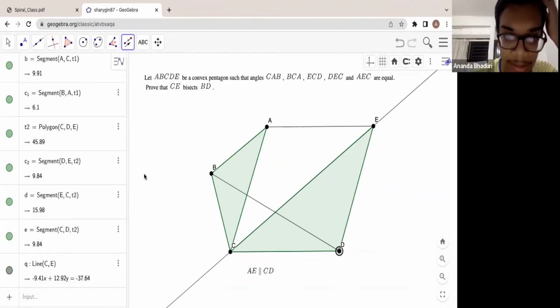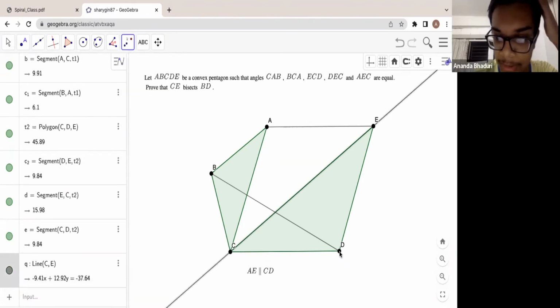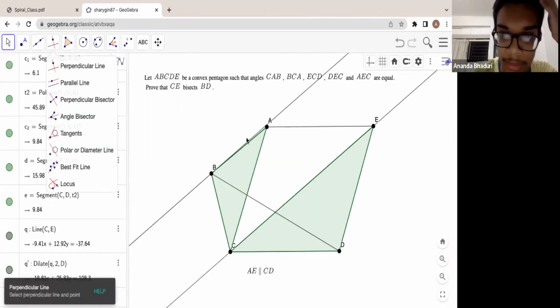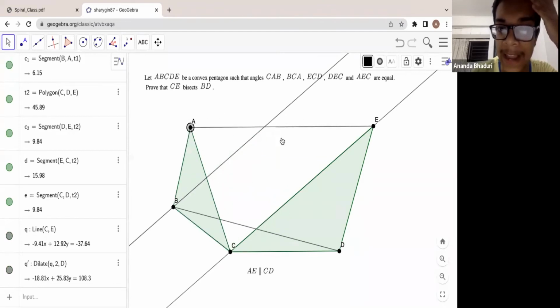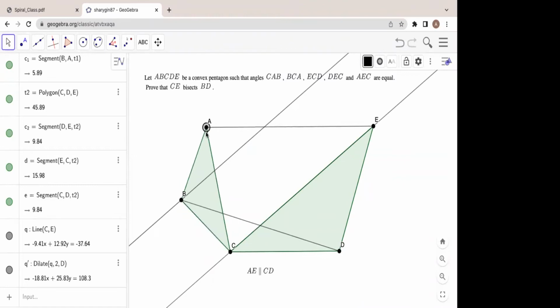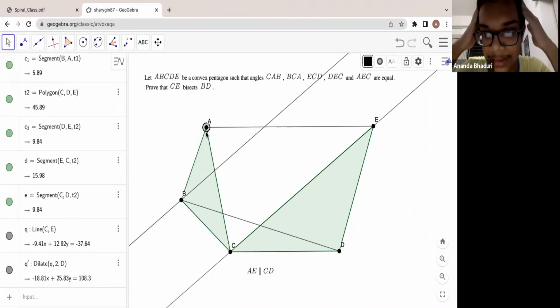This is the homothety with ratio 2. So B moves on this line as A moves on this line. Now, what is the relation between A and B? How are they related?